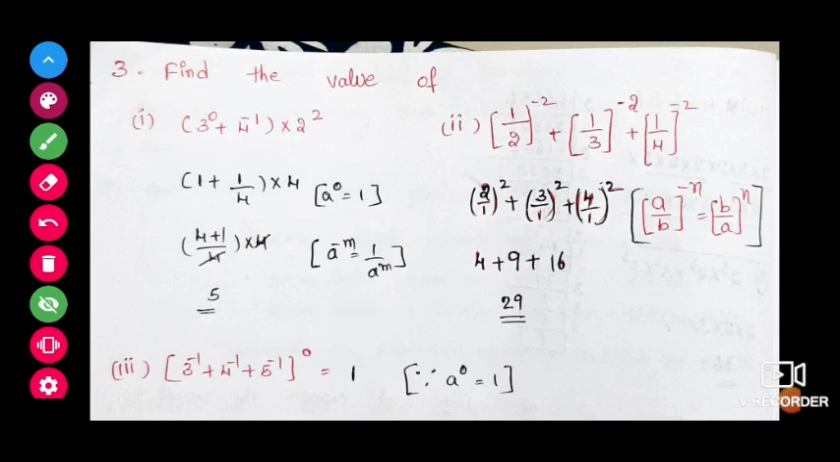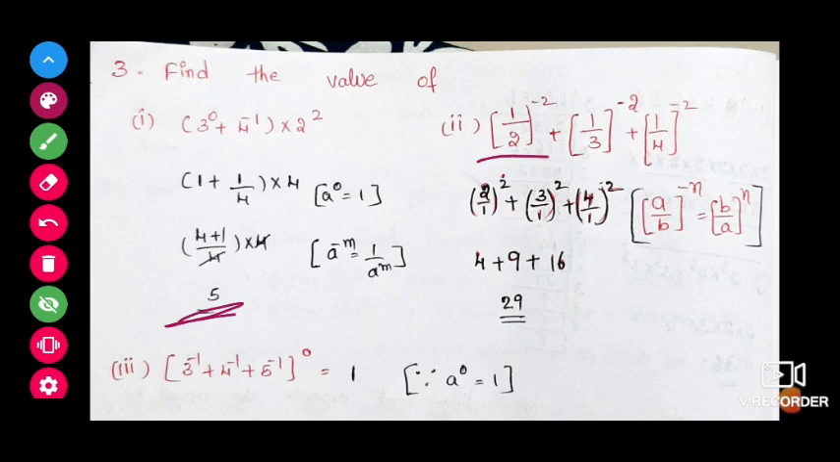Now, if we take here the LCM, 4 ones are 4 plus 1 by 4 into 4. Here denominator, here numerator, 4 can get cancelled. 4 plus 1 is the remaining. The answer is 5.